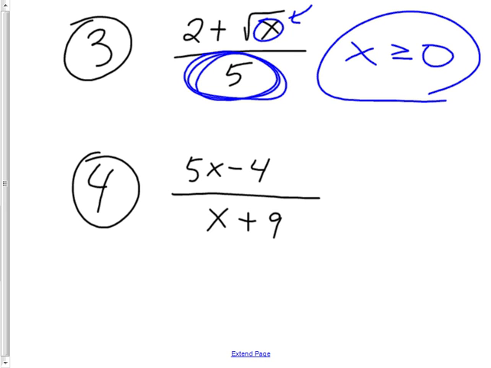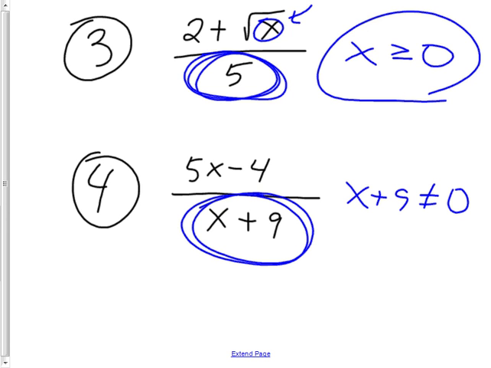Okay, good. And the next one, I go to the denominator is the only thing to worry about, and I say x plus 9 not equal to 0, and then I solve it. X not equal to negative 9 then. Raise your hand if you had that one right. Okay, good. Now I can step it up a notch.